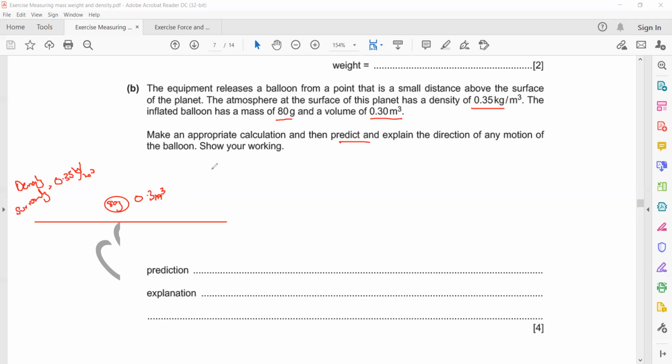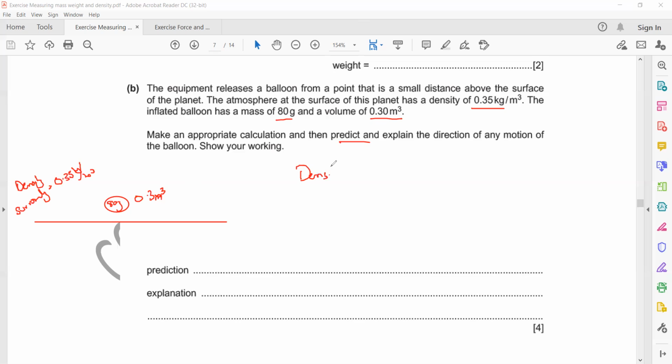How can we predict the direction of the motion? First, we'll find the density of the balloon. If the density of this balloon is less than the density of the surrounding air or atmosphere, then what will happen? This balloon will rise. But if the density of the balloon is more than the density of the surrounding air, it will sink. So first, we'll find the density of the balloon.